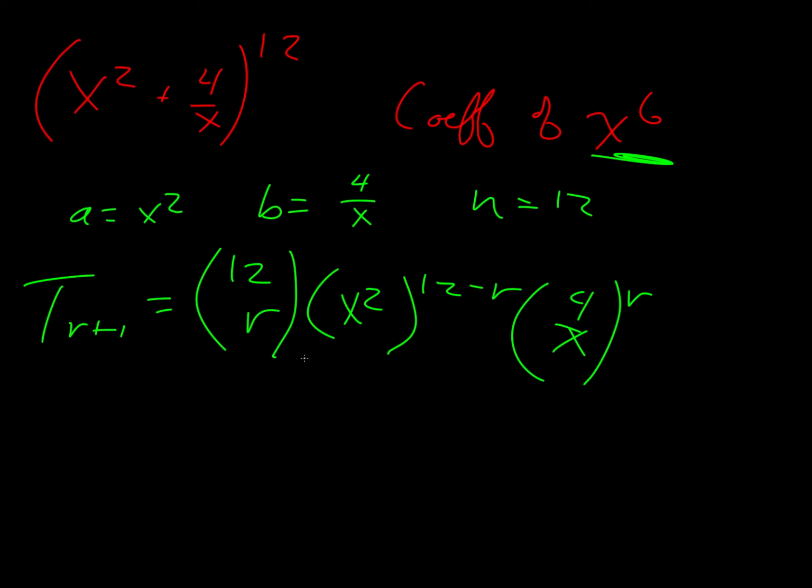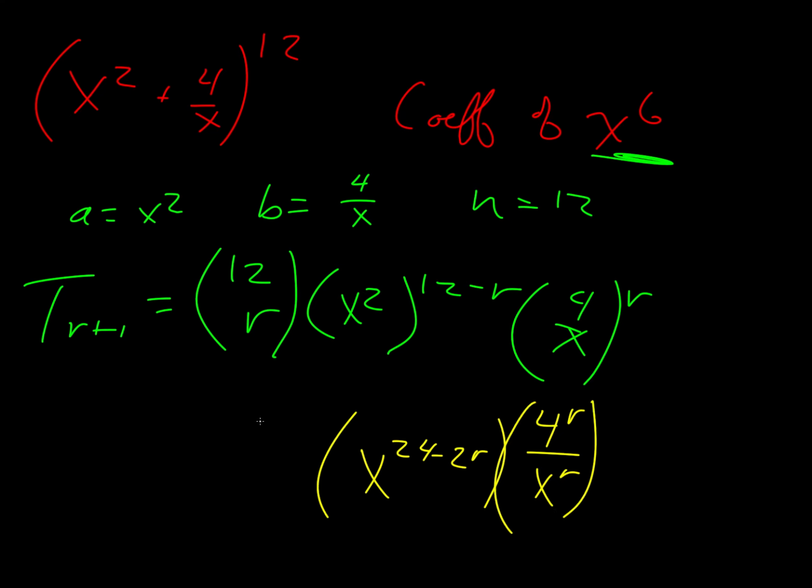Now, when we're doing this, we just simplify it a little bit. So we distribute the r to both pieces. So we have 4 to the r over x to the r. And then if we multiply this in, we're going to get x to the 24 minus 2r. And then we still have our 12 choose r.